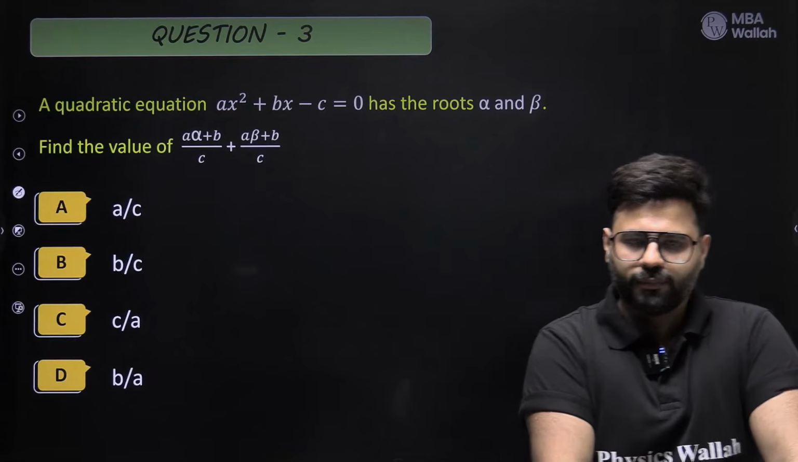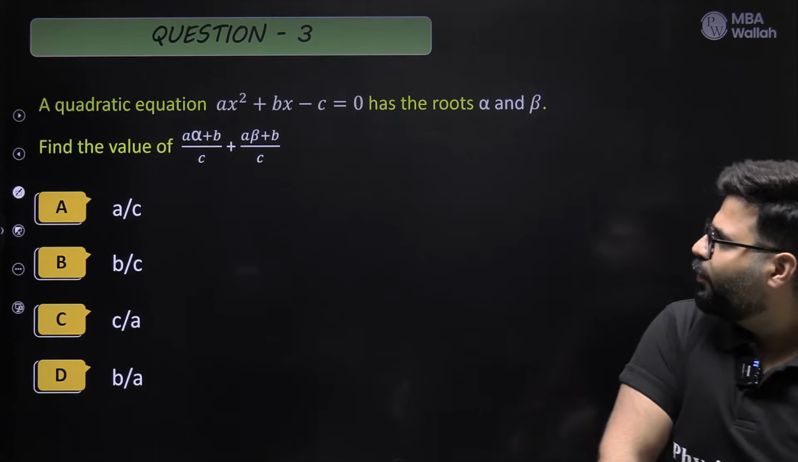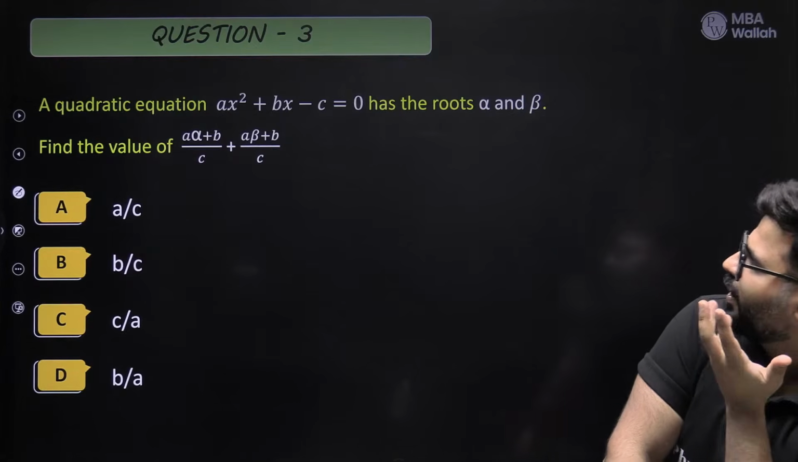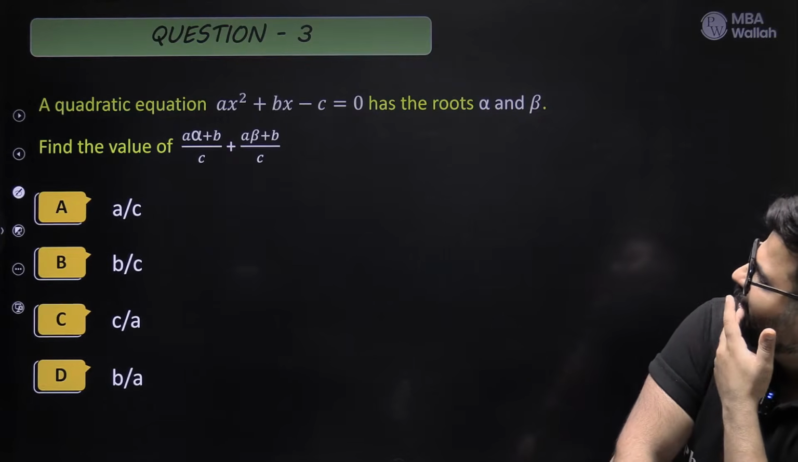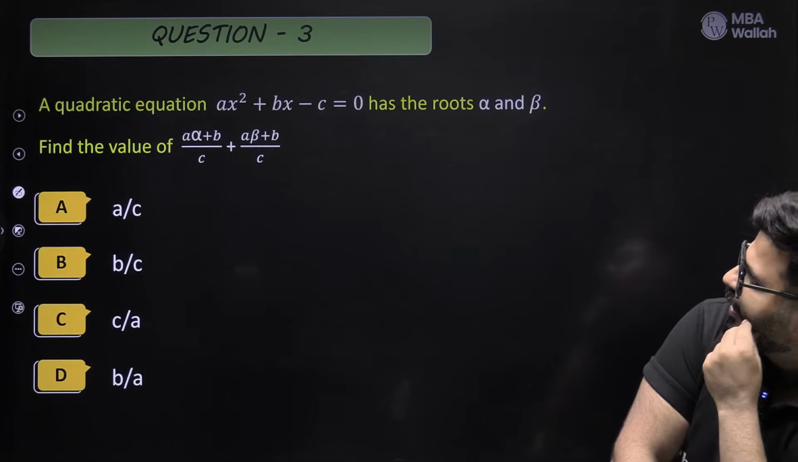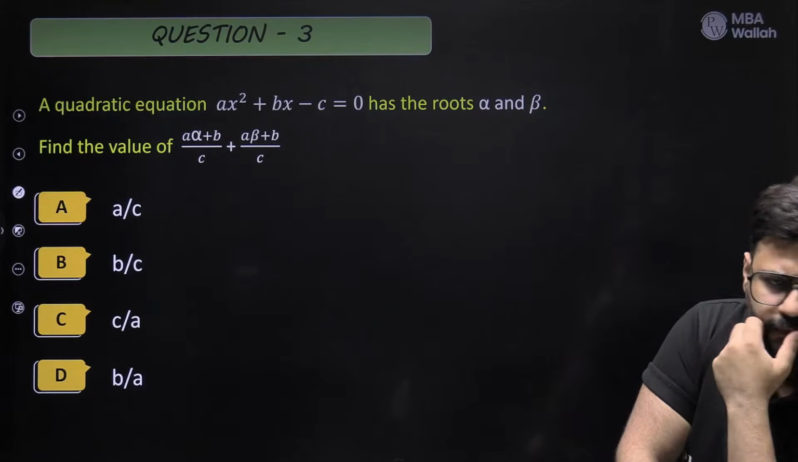I'll try this one. Now again, where do we go? One idea is that okay, I can take the LCM and say alpha plus beta, then apply minus b by a, right? That would work. Good choice. Yes or no?